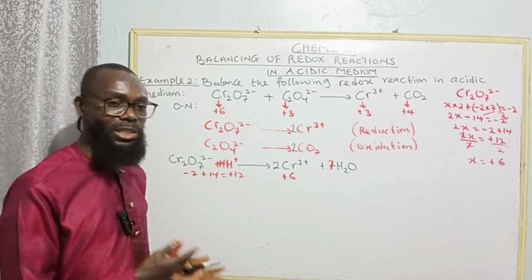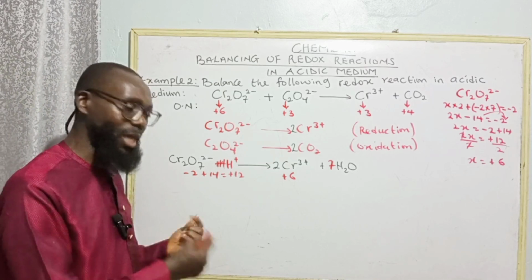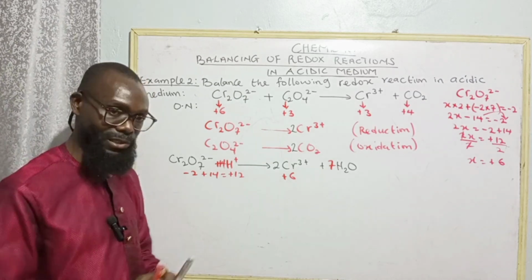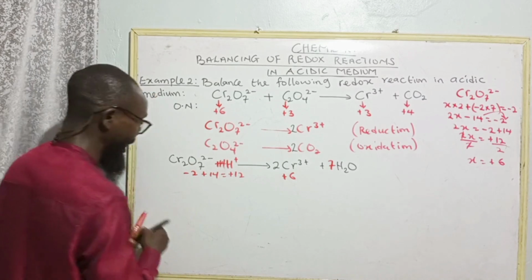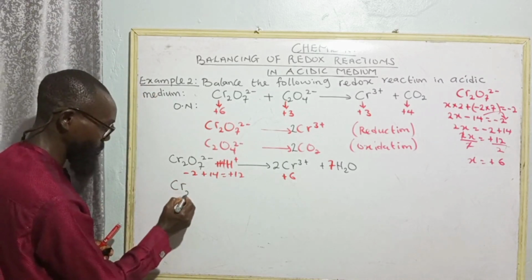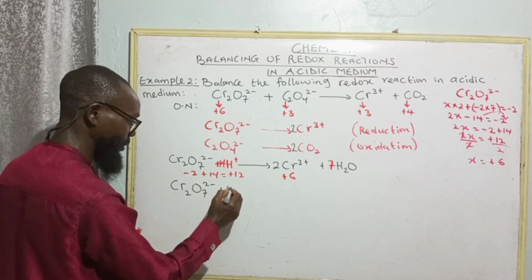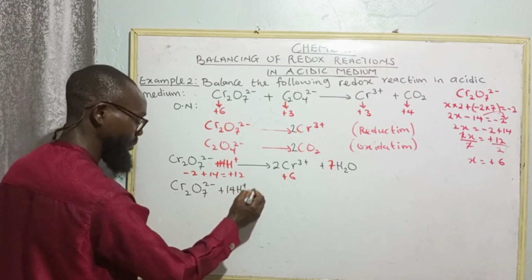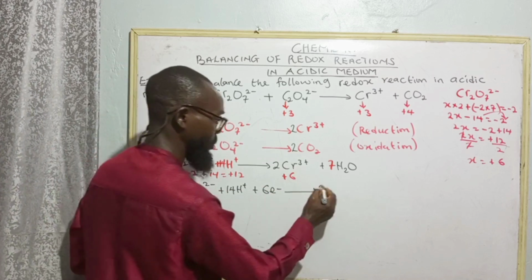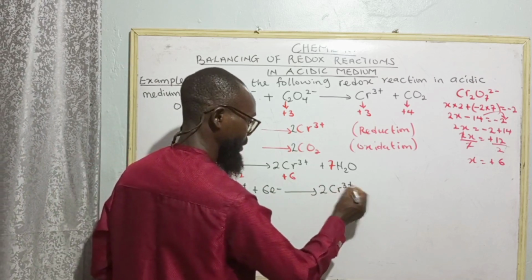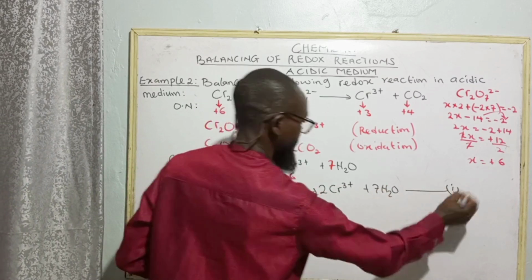So we say, what can we remove? Since electron charge is negative, what can we remove from 12 to give us 6? Definitely 6. So I will add the electrons to this place. So I have Cr2O7 2 minus plus 14H plus 6 electrons to give 2Cr3 plus 7H2O. Let's call this equation 1.